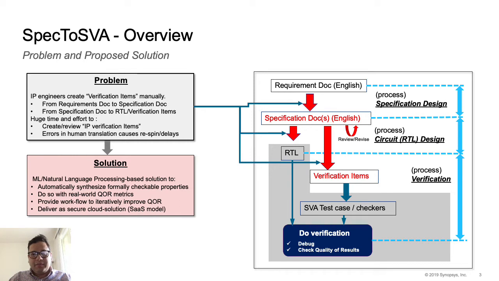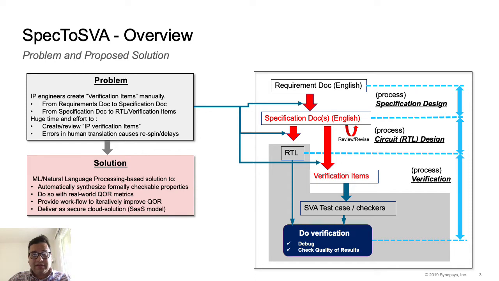Here is the big problem that we are trying to solve. The design verification process starts with a requirement document that has all the high-level requirements of our IC design. Then the IP engineers write specification document that has all the protocol level information. Now the verification engineers take this specification document and try to extract the verification items.